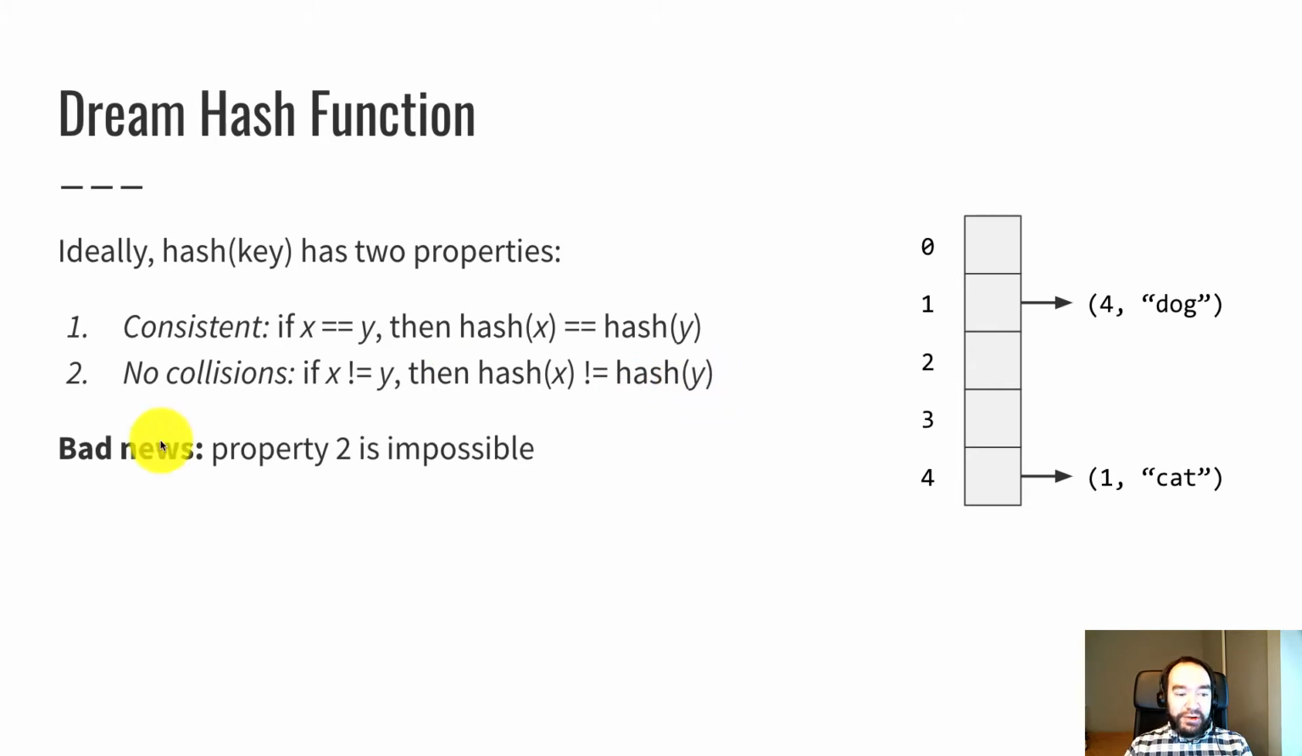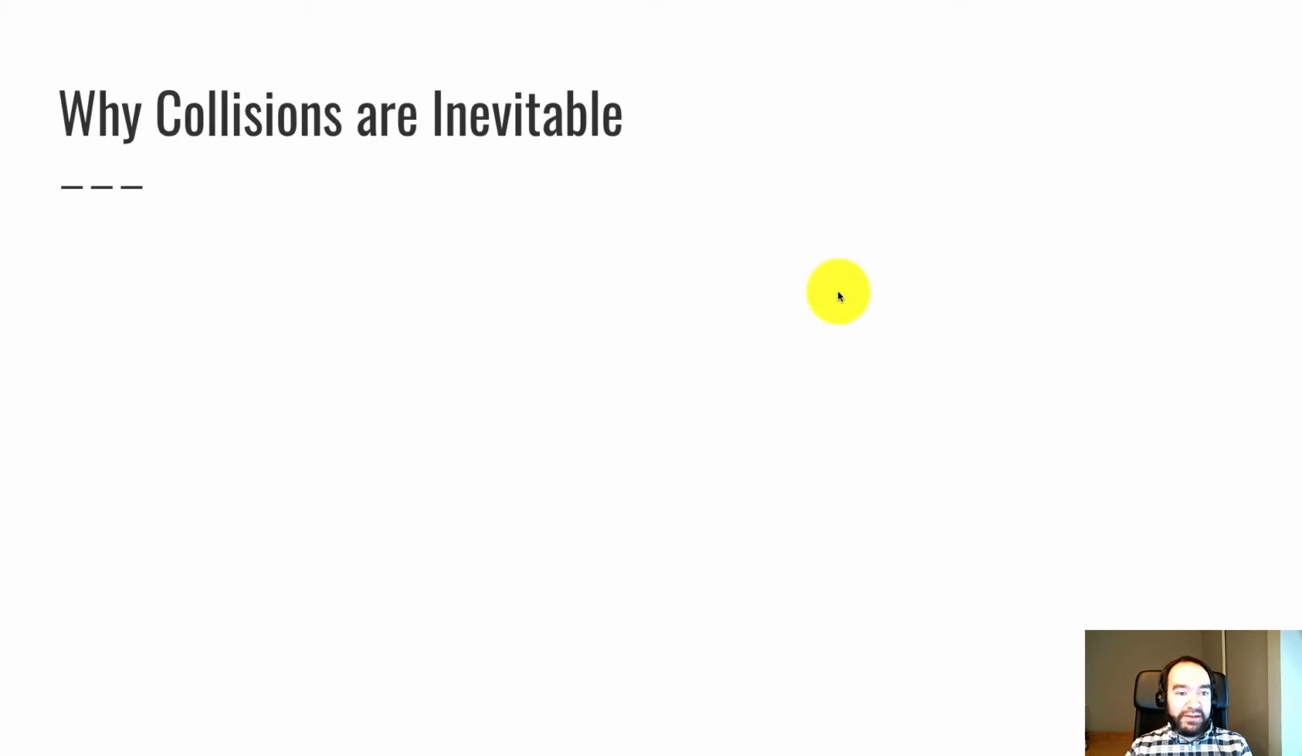Here's some bad news though. Property 2 is actually impossible. It's mathematically impossible to have a hash function that gives us this guarantee. So that means collisions are a possibility. It's possible that we'll have multiple keys mapping into the same index, and that's just something we have to deal with. Let's see why that is.